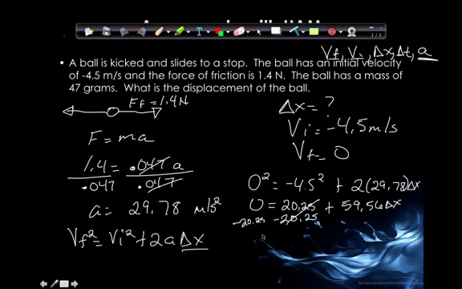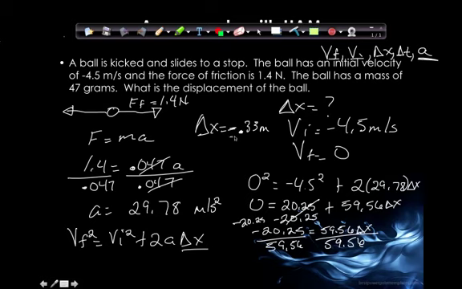Get rid of everything that doesn't have a variable. Negative 20.25 is equal to 59.56 delta x. So now I divide both sides by 59.56. Okay, so delta x is 20.25 divided by 59.56. I'm going to get delta x as negative 0.33 meters. Really, that just means we move to the left, which is what happened.